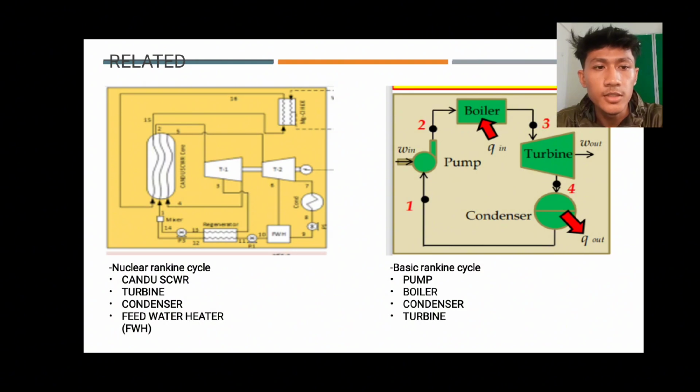Okay, from Chandu SCWR, it flow to the first turbine and re-enter to Chandu SCWR and flow to the second turbine. From second turbine, it flow to the condenser and go to feed water heater and regeneration and go to Chandu SCWR. Okay, this is the cycle of nuclear Rankine cycle. Okay, nuclear Rankine cycle use reheat and regeneration type of Rankine cycle because it use two turbine and feed water heater and regeneration.